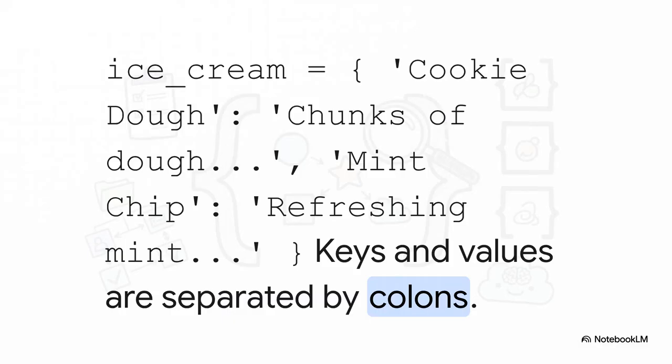So let's see what this looks like in actual code. See those curly braces? That's your dictionary. Then you've got your key, mint chocolate chip, which is just a string, followed by a colon. After the colon, you put its value. And then you just use a comma to separate each of these key-value pairs. It's actually a super clean, really elegant way to lay out your data.